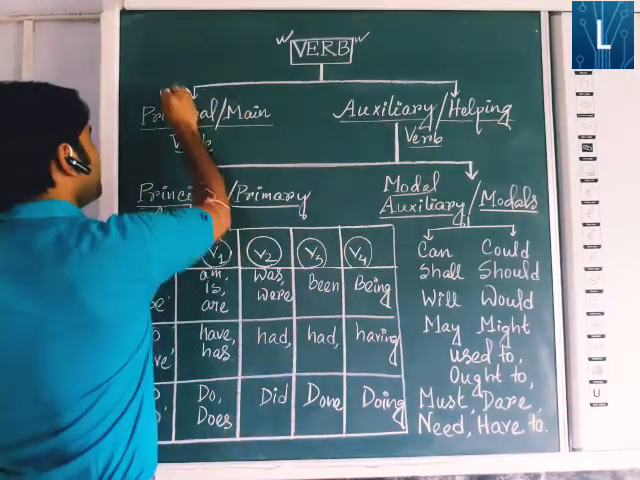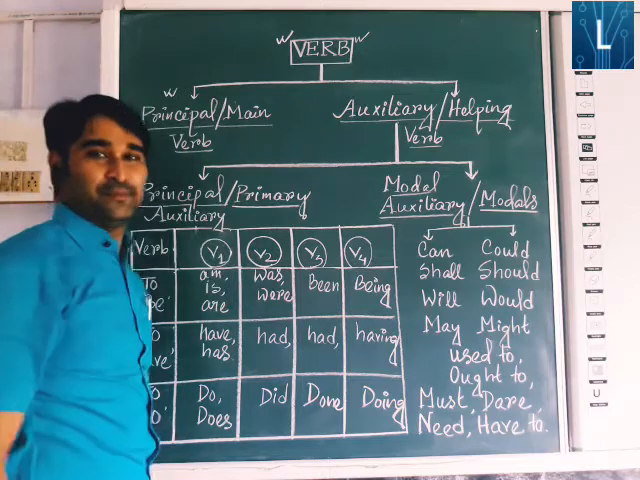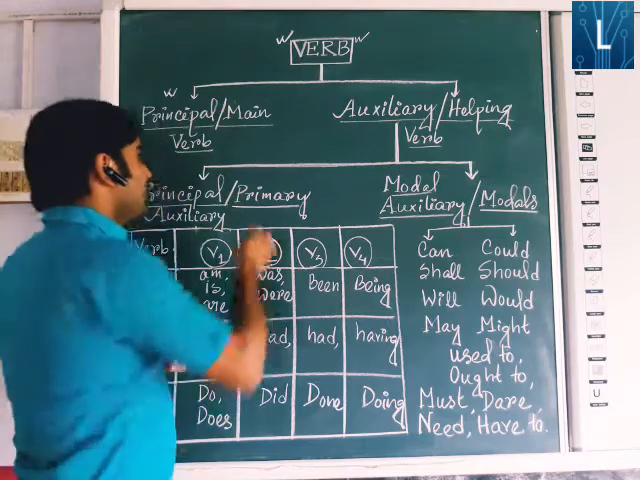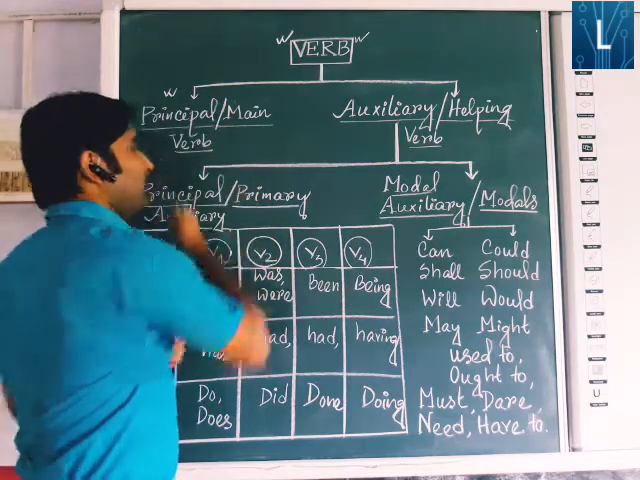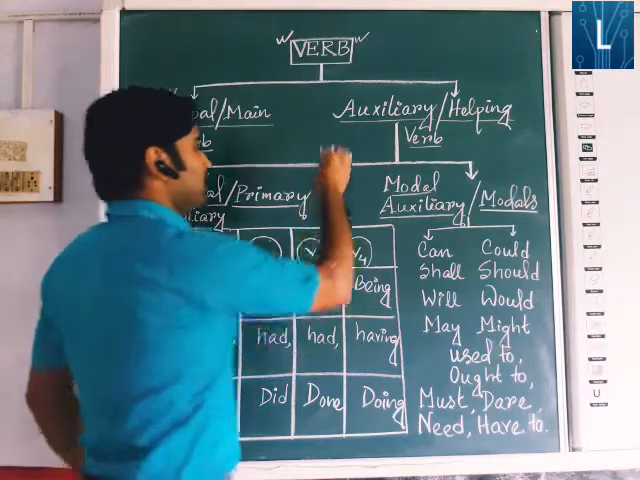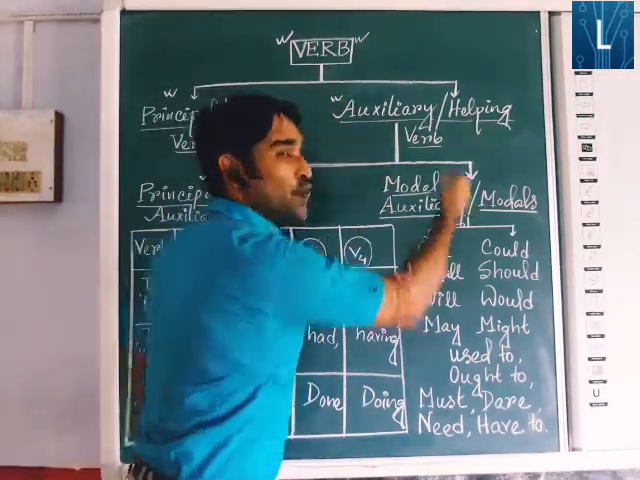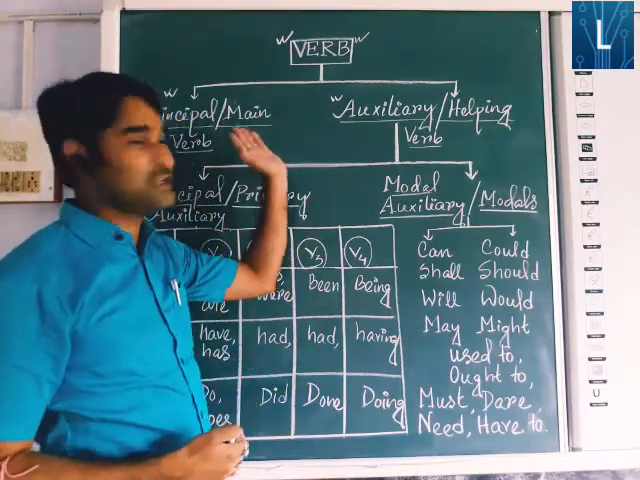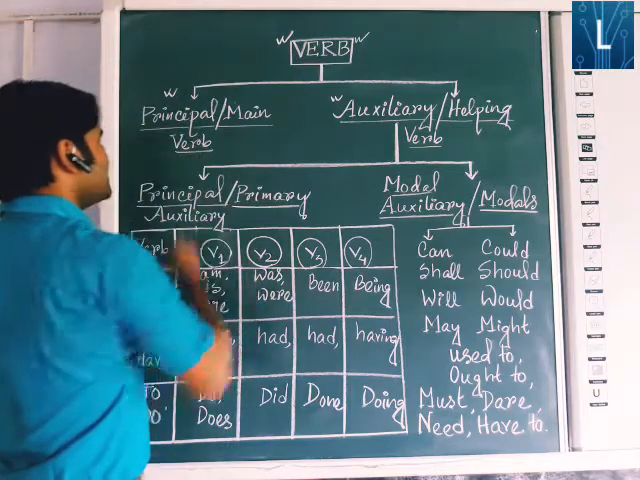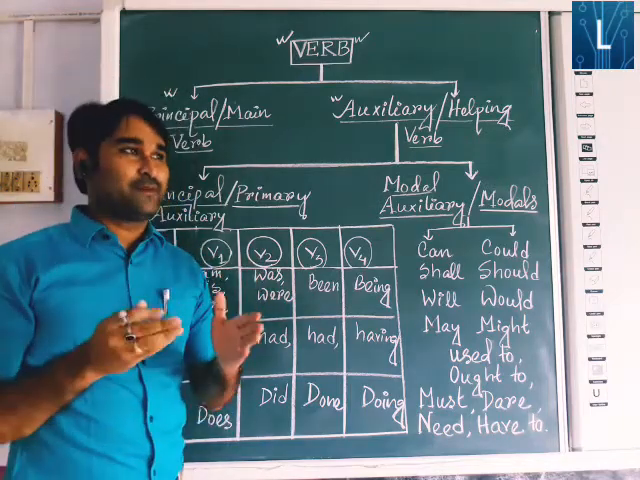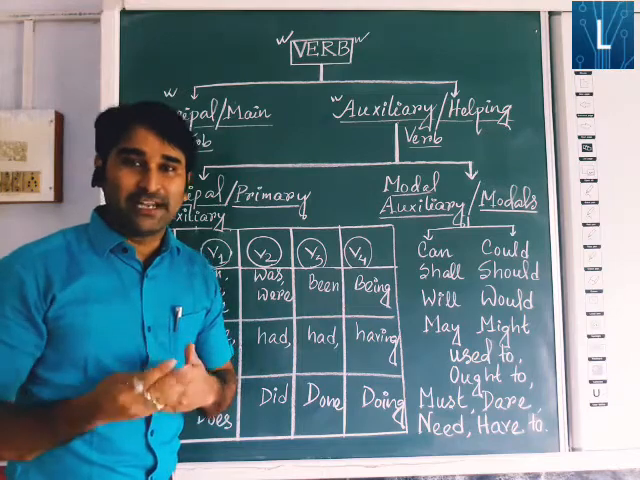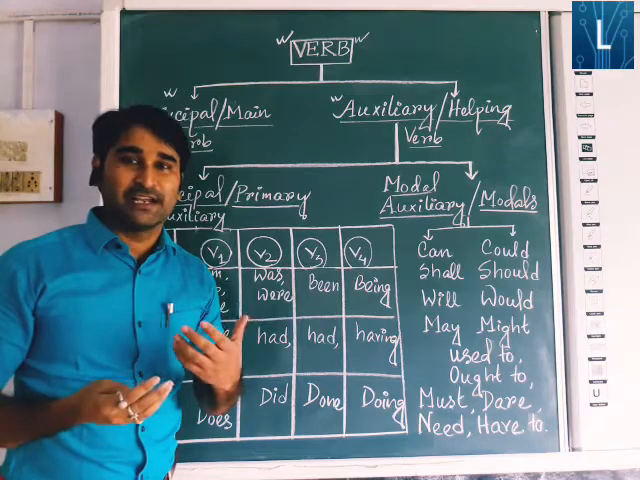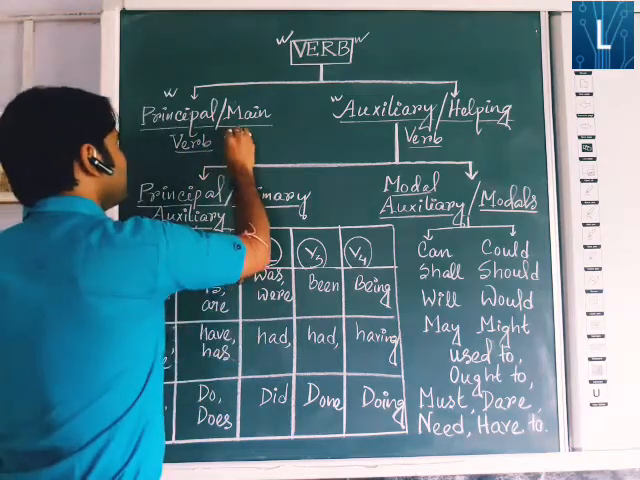First one will be the principal verb or the main verb. In a sentence, most of the time you have seen some verb will be there. So the first part will be the principal or main verb. Another form of verb is the auxiliary or helping verb, which helps the main verb. Principal verb is much more independent. It is not dependent on others, so its meaning and sense is completely clear in a sentence. That's why it is called a principal or main verb.